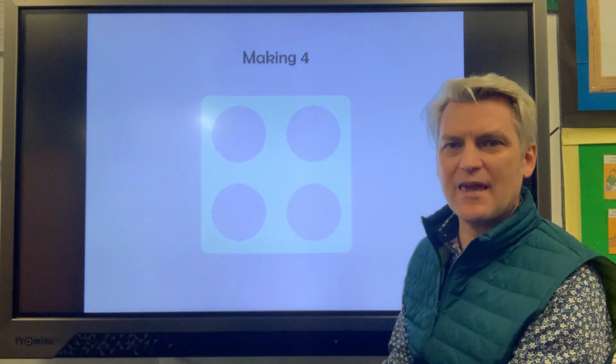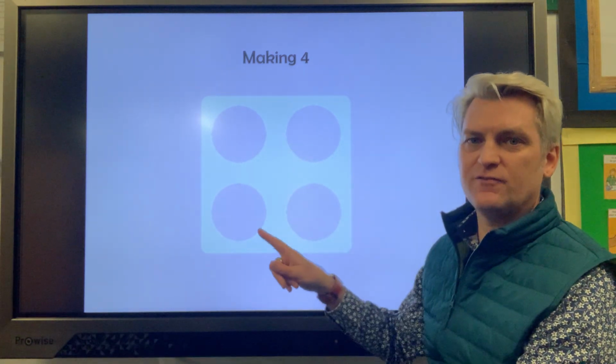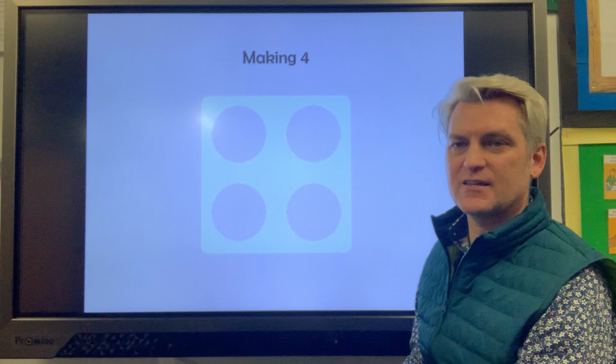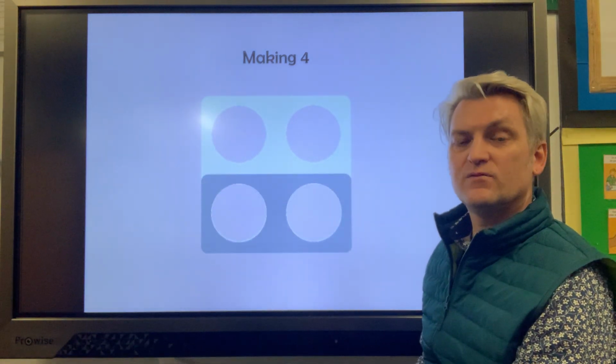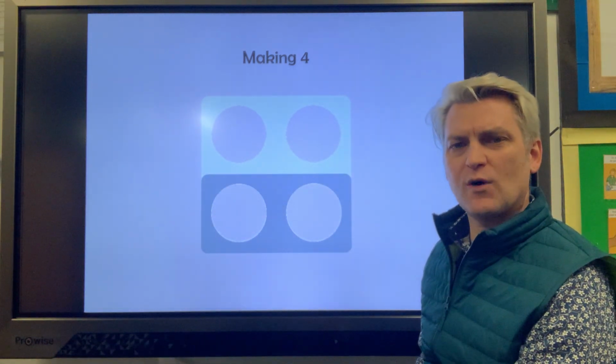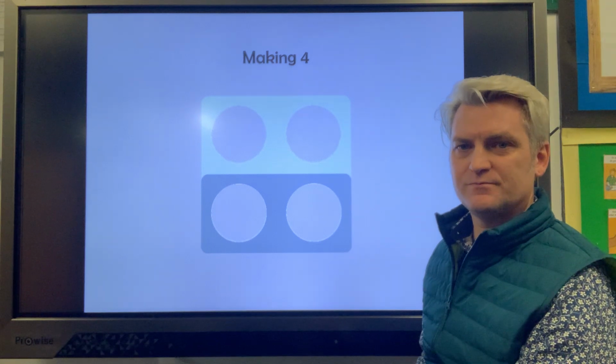We're going to think about making 4 now, because this is the 4 Numicon piece, isn't it? And if I start with 2, how many more do I need to make 4?